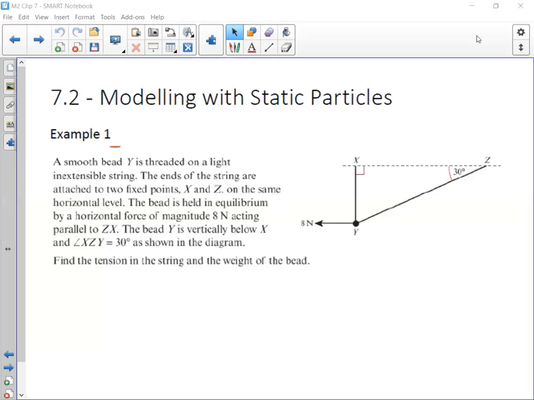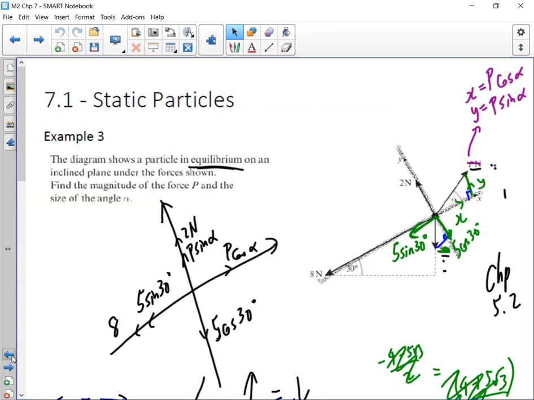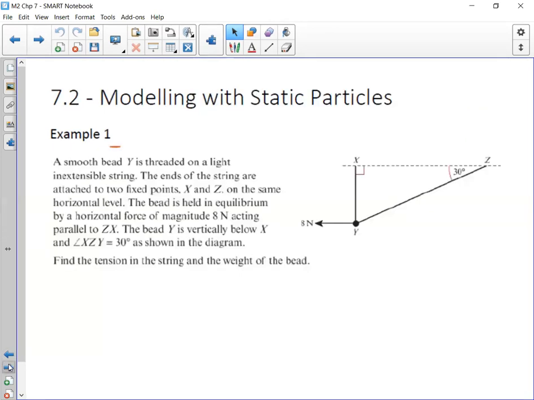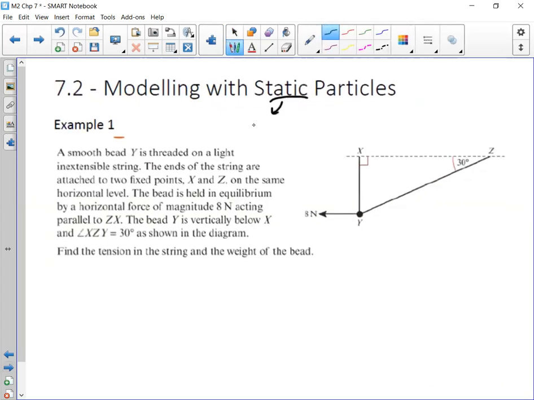Right, so moving on to 7.2, this is about modeling with static particles. We are going to apply the same technique and method that we learned last lesson about static particles. Just a reminder again, what does static particles mean? Static means equilibrium, not moving, okay? Particle means a mass, like a block, just one mass. Okay. Particles means a block, just a mass.